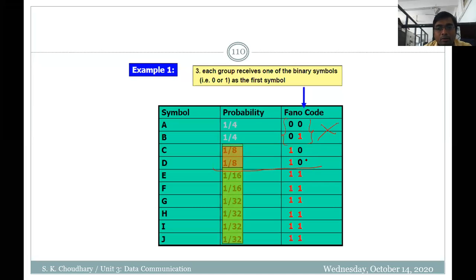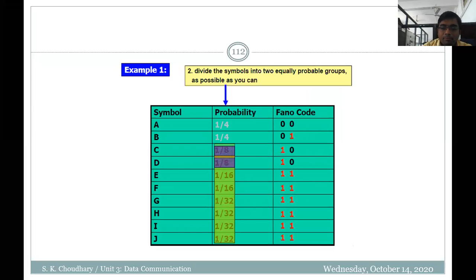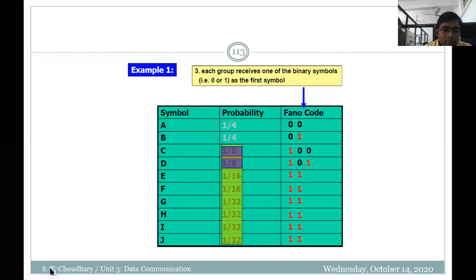Again divide CD into two equally probable messages, and the rest into the other equally probable group. See the next step: repeat steps 2 and 3. Again we have taken a division and divided our first group, CD, into two equally probable messages, 1 by 8 and 1 by 8. Here 0 and 1 have been put up.